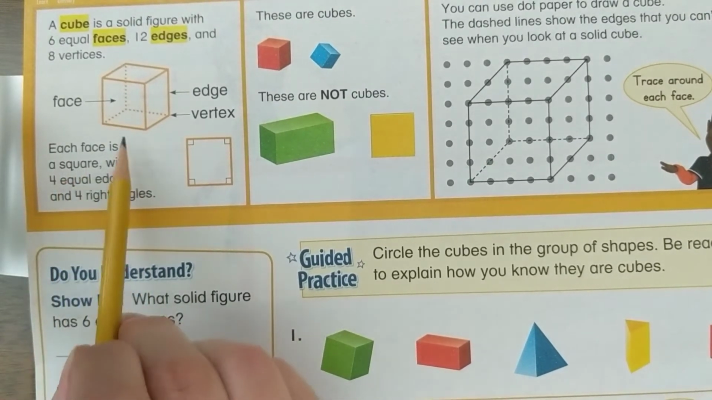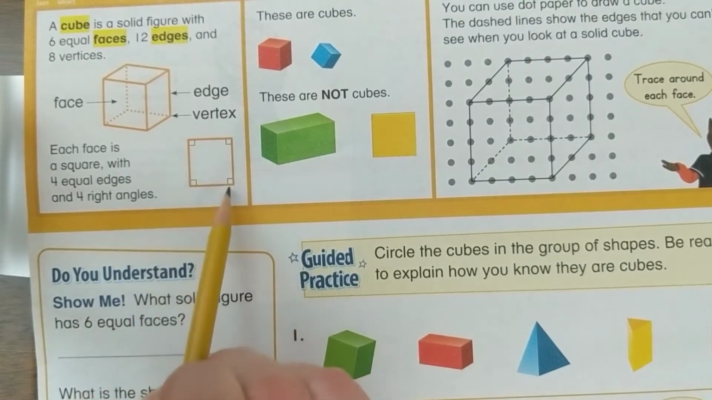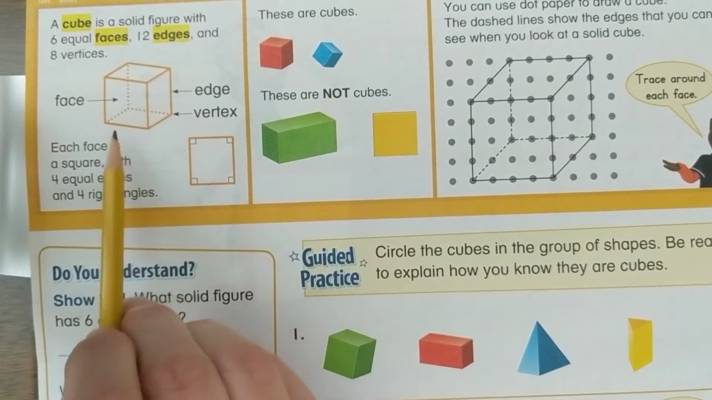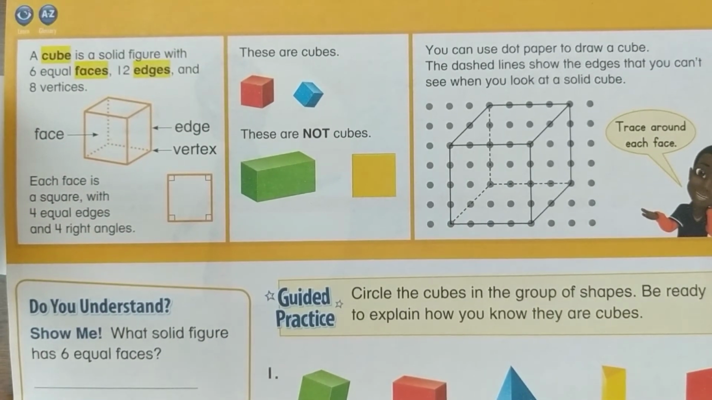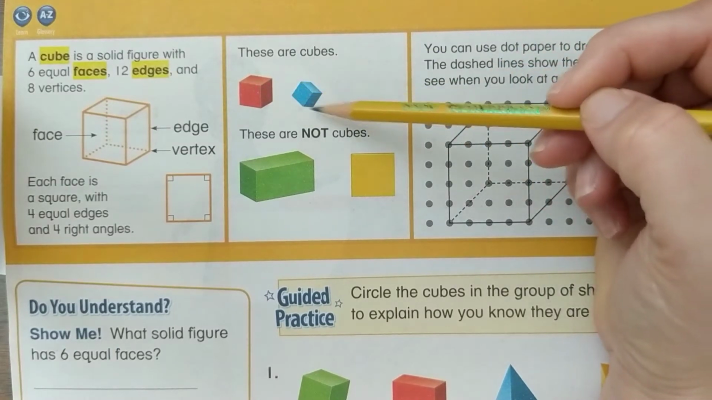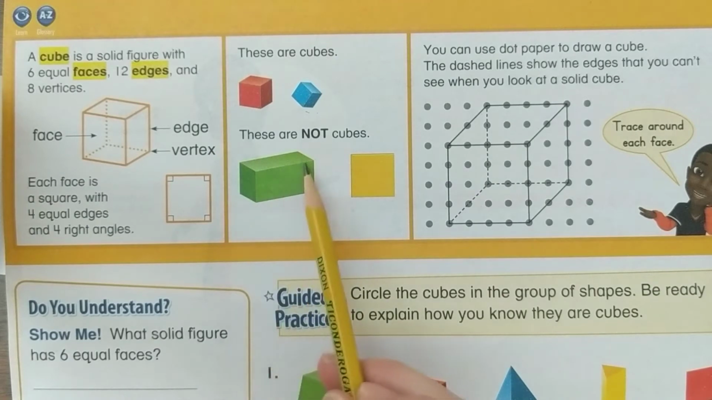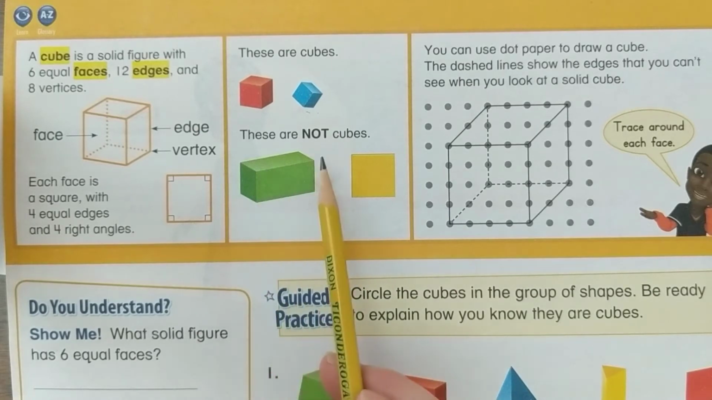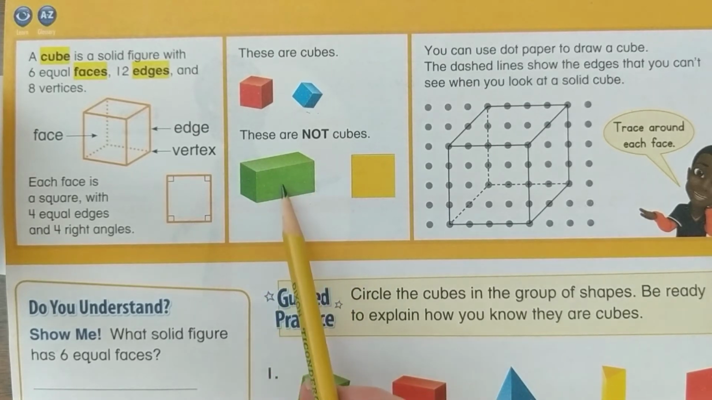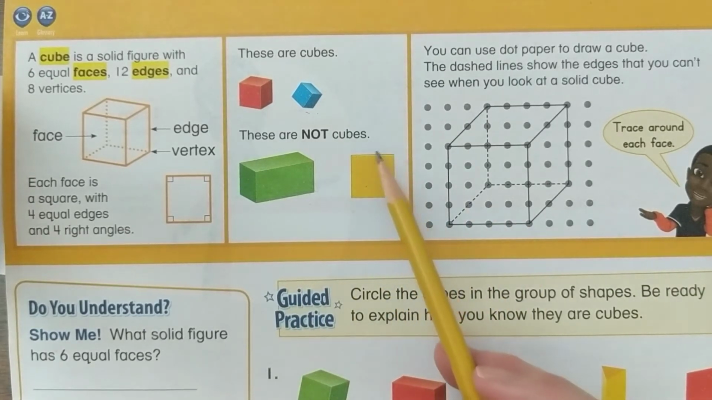Each face on a cube has these right angles here, because a cube is a square on each face. These are cubes here. These are not cubes. Why is this not a cube? Because this is a rectangle. One of the faces is a rectangle, and in order to be a cube, all the faces have to be a square. And this is not a cube because this is a flat shape.